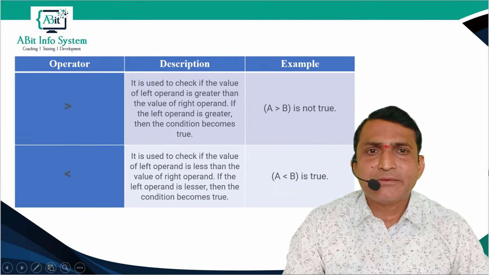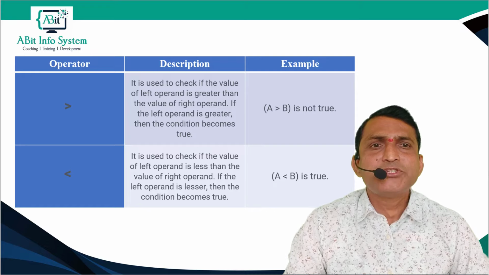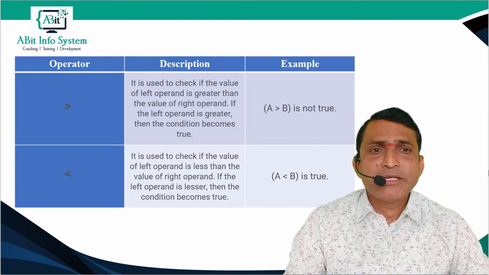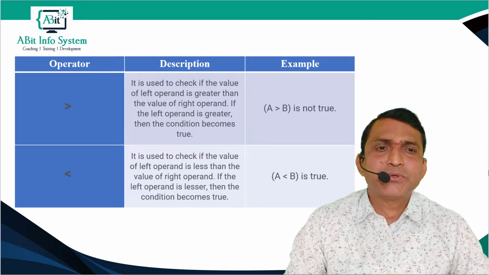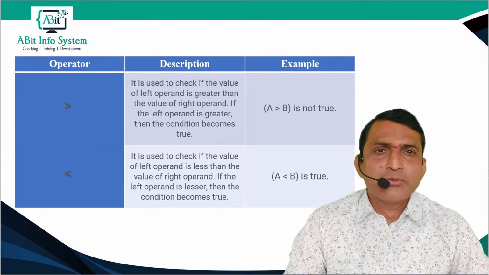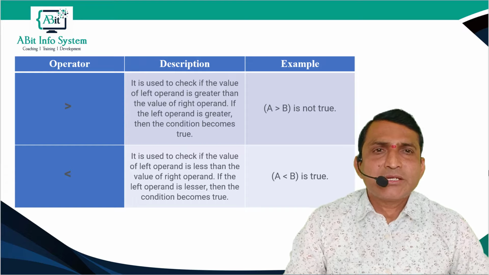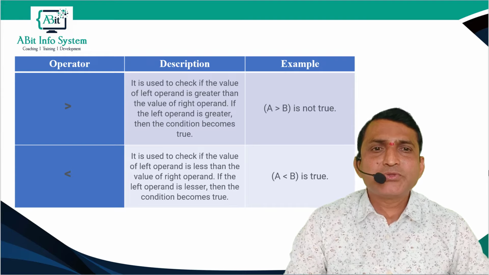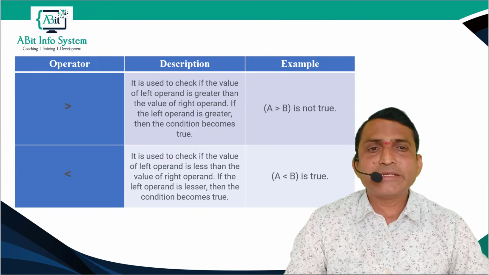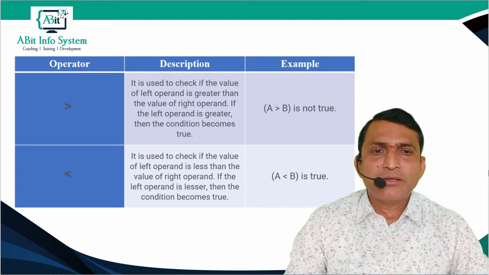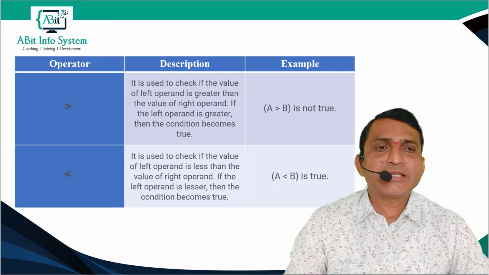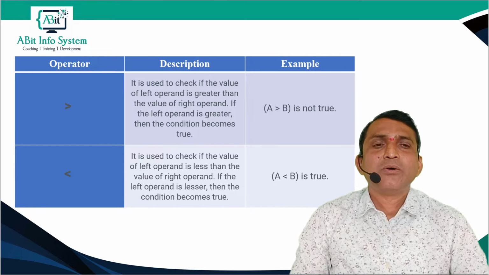Operator greater than. It is used to check if the value of the left operand is greater than the value of the right operand. If the left operand is greater, then the condition becomes true. A is greater than B is not true. That means B is greater, so it will return 0. Next operator is the less than operator. It is used to check if the value of the left operand is less than the value of the right operand. If the left operand is lesser, then the condition becomes true. So A is less than B is true, so it will return 1.